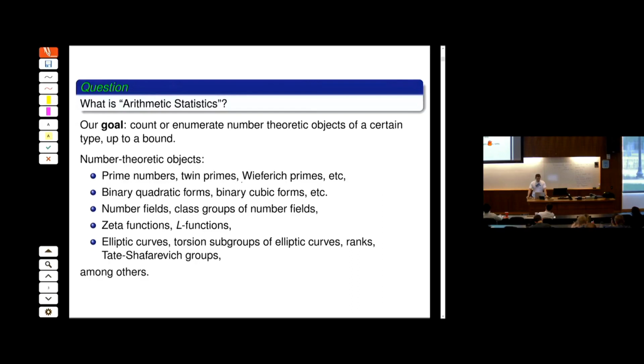Those are important for a number of reasons. Number fields. We also have things attached to number fields that are of number theory interest: the class group of a number field, etc. Zeta functions, L functions, elliptic curves. Attached to elliptic curves, there are the Mordell-Weil groups, and then torsion subgroups of elliptic curves, ranks, Tate-Shafarevich groups. All these things we will be interested in, and we will describe them very, very briefly during these lectures.